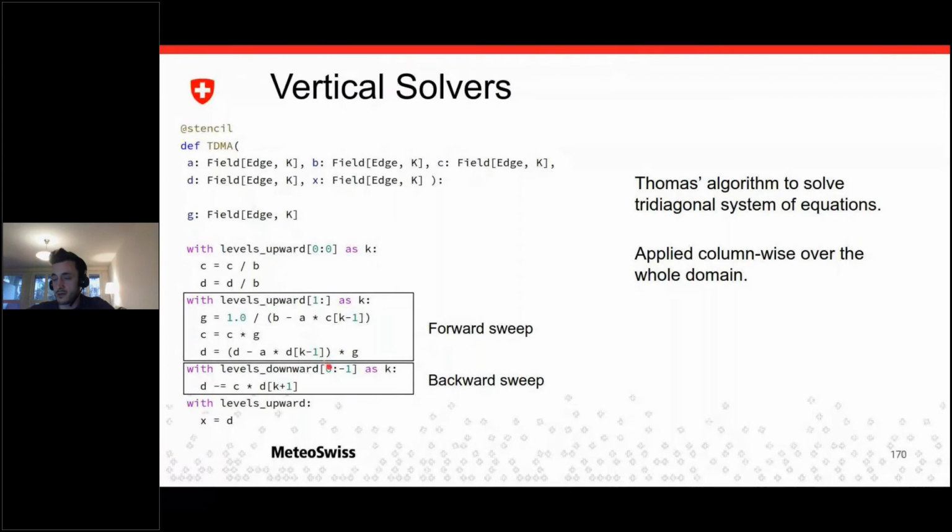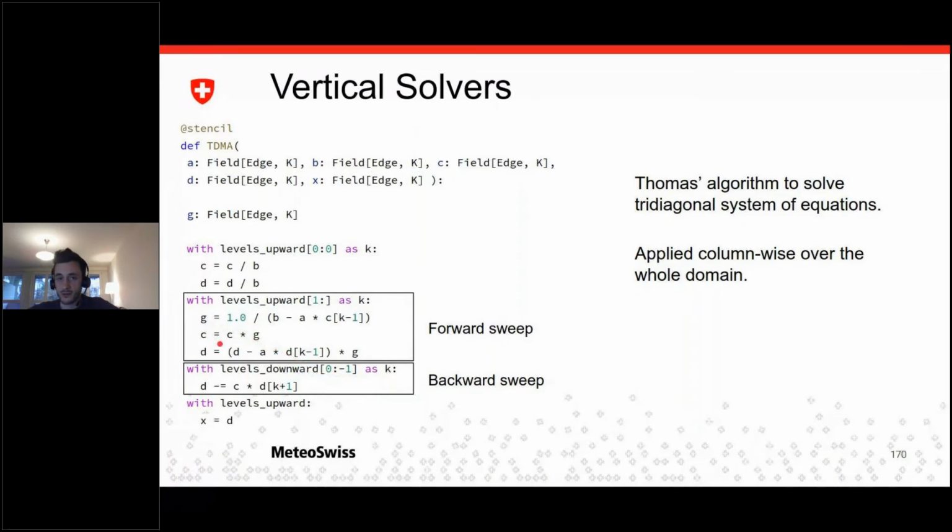I won't go into detail in explaining the Thomas algorithm, but you can look it up if you don't already know it, but it's very simple. There is a forward sweep in which you go from the bottom level to the top level, and a backward sweep, so backwards.